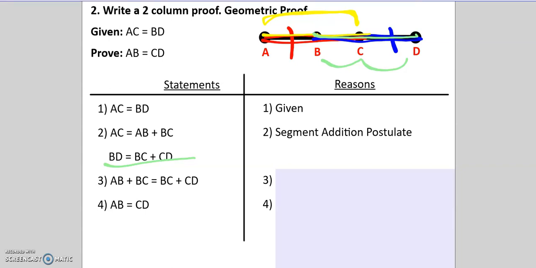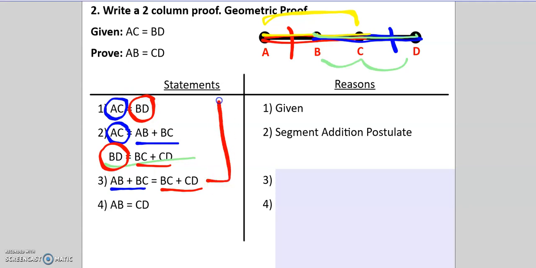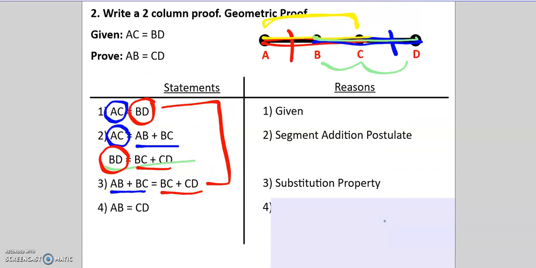The third statement now, notice we just said AB plus BC equals AC. And now we said that BC plus CD equals BD. So notice what we did was we substituted those expressions into statement 1. Okay, we substituted what we wrote for statement 2 in for statement 1. Substitution property. Lastly, notice there is a BC on both sides.